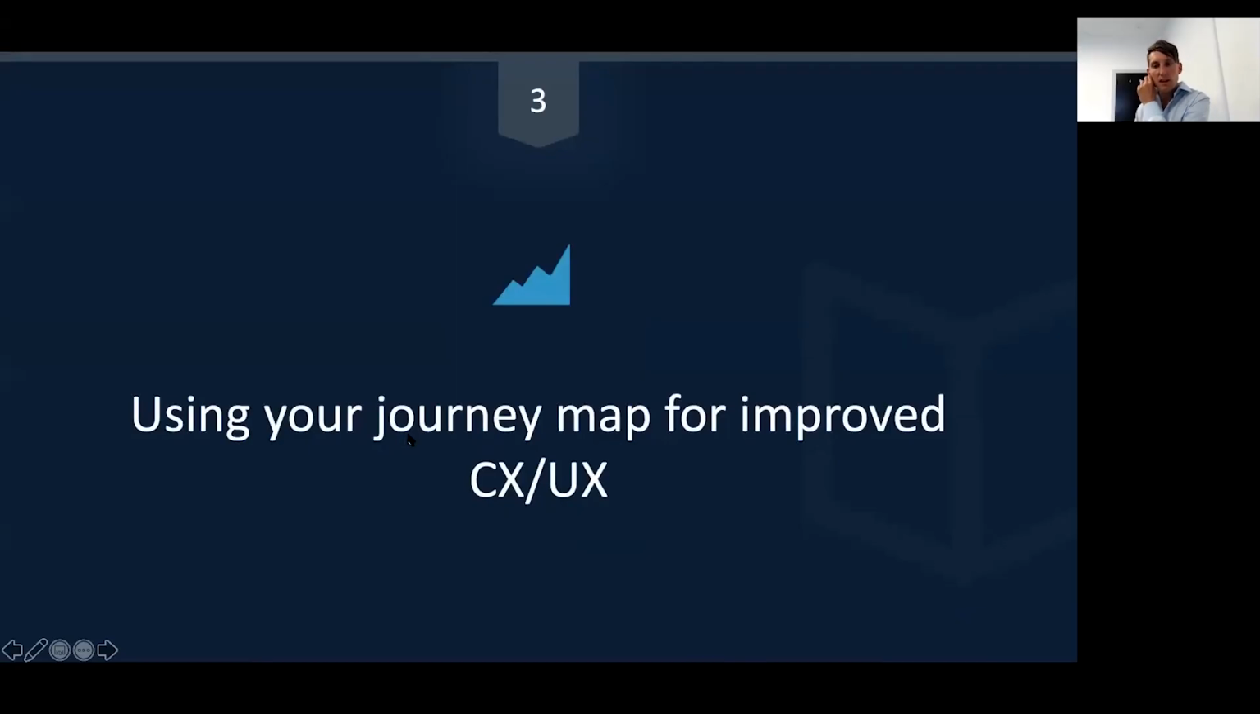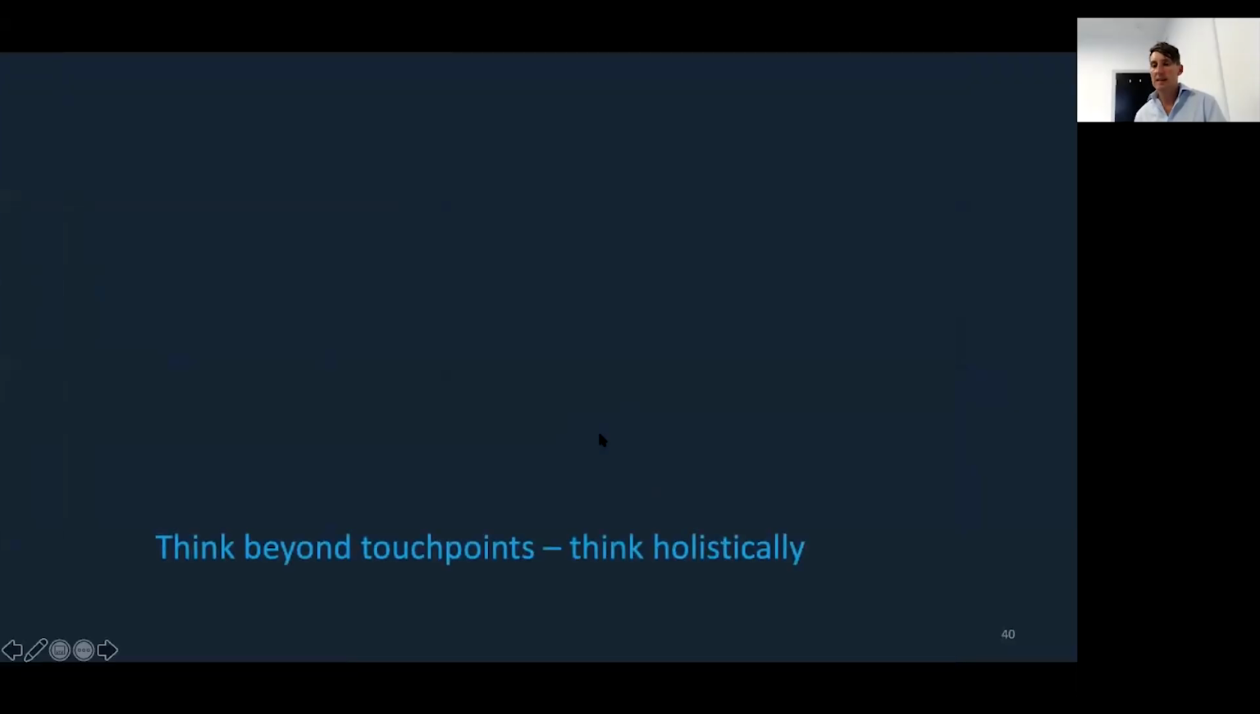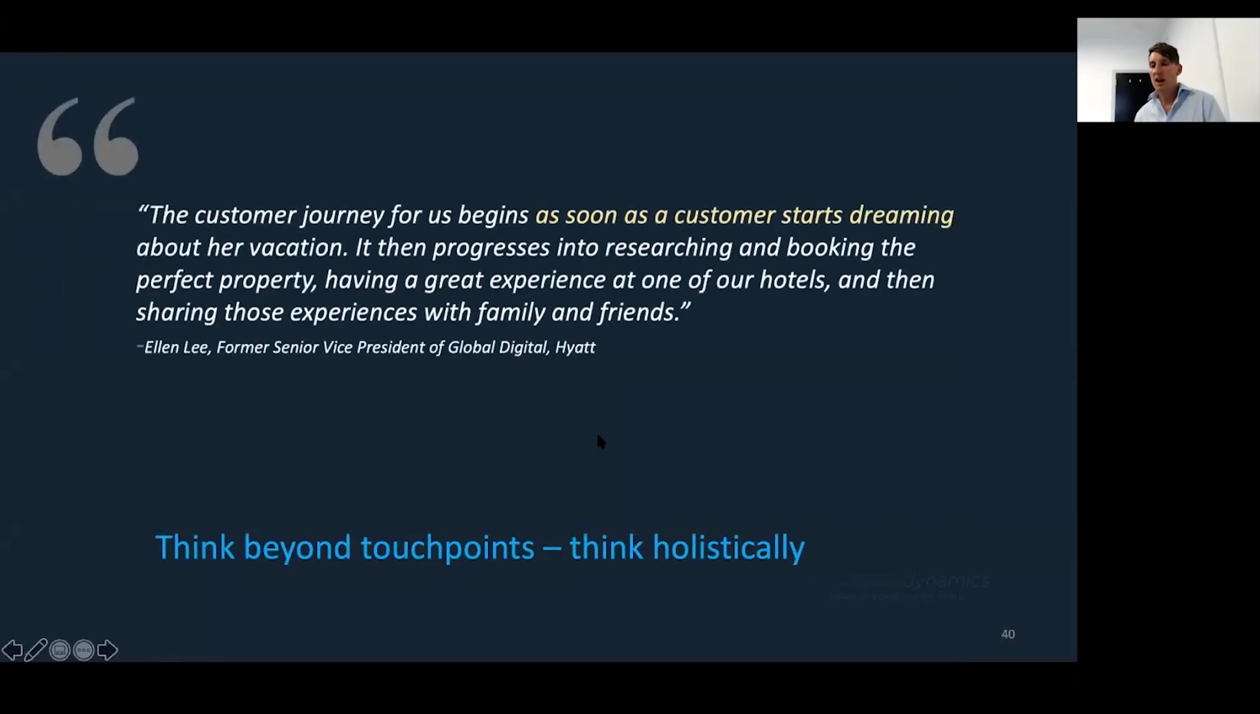So as we come to the conclusion here of how to use journey mapping for improved UX and CX, I want you to think beyond touch points. I want you to think holistically. It's not enough to just focus on the problem that you're trying to solve. I know there's a temptation to do that, but that's going to get you solutions for just that problem. I would rather have you spend your money seeing big, and then maybe you solve that problem in that one channel or in that one set of touch points or whatever is causing the problem.